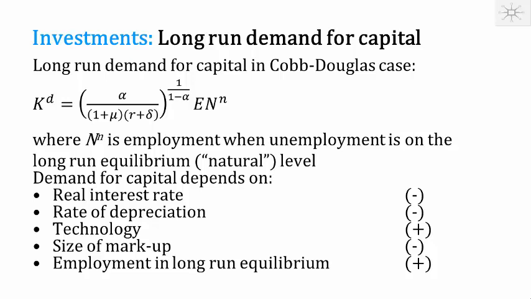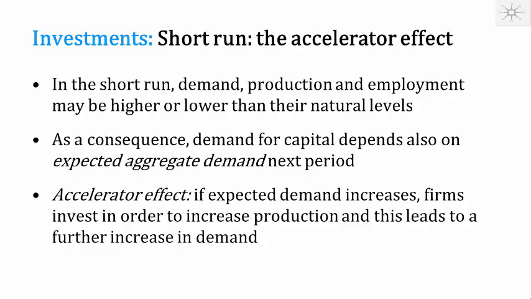because we are assuming here that employment is on the natural level, which is fine for the long run, but we know that in the short run over the business cycle, employment and production may be above or below the natural level. And therefore the demand for capital in the short run is not quite this. And we will talk a bit about that as a preparation for the analysis of the short run. So in the short run, demand, production, and employment may be higher or lower than their natural level.